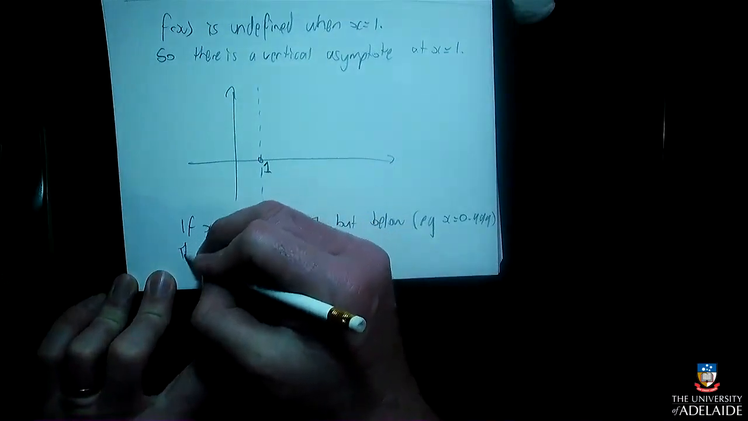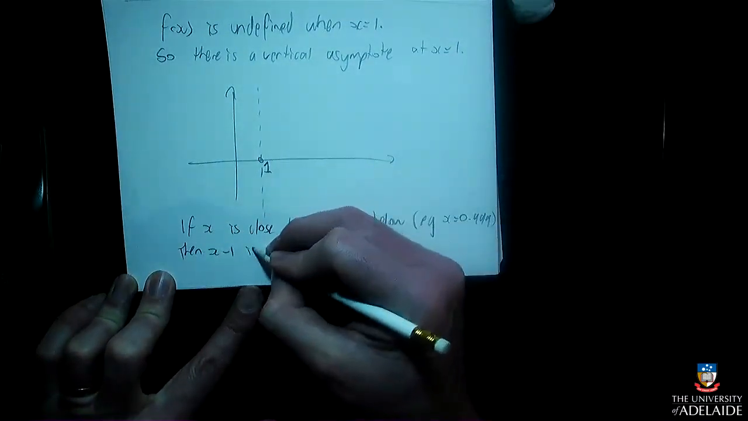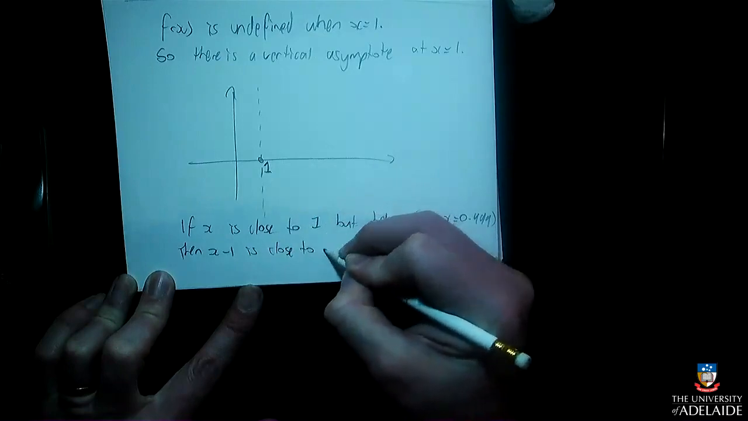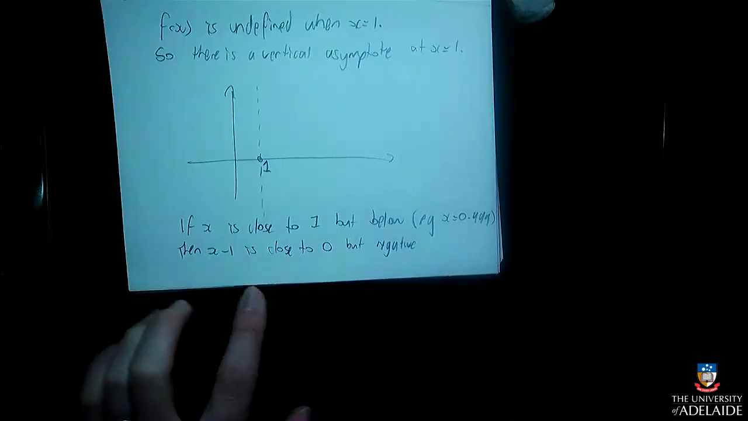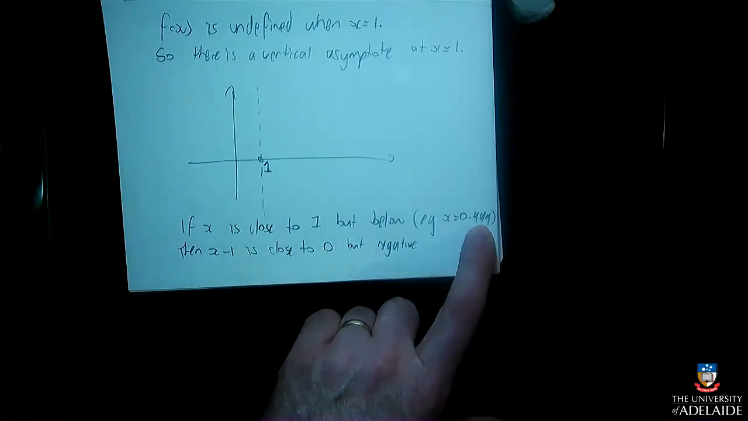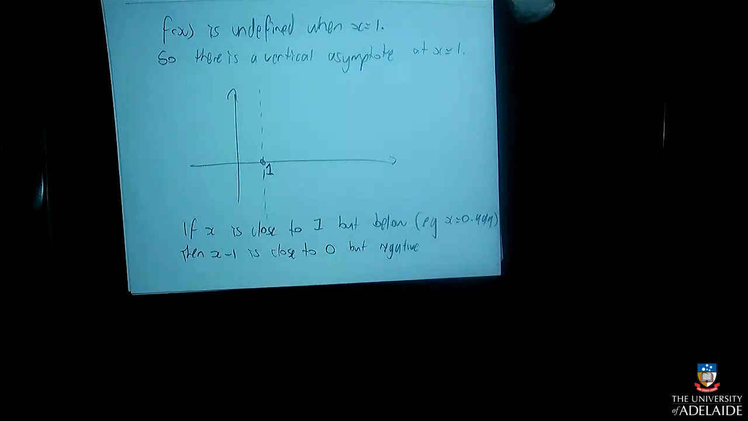Well, then x minus 1 is close to 0, but it's negative. So if we go 0.999 minus 1, I'll get minus 0.001. So I've got something that's close to 0 but negative. And if I go 1 divided by a number that's close to 0, it will be an extremely huge number. But in case I'm dividing by a negative number, it's going to be an extremely huge negative number, and so therefore it's going to be going downwards.